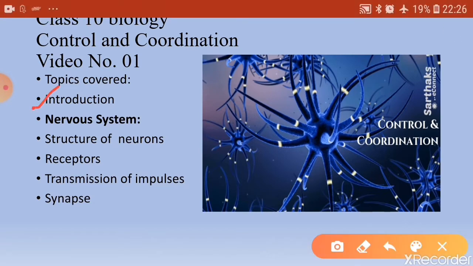Then I'll be discussing how the nervous system controls and coordinates various activities. So here I'll be discussing the structure of neuron, the receptors and their functions, the process of generation and transmission of nerve impulses, and the synapse.